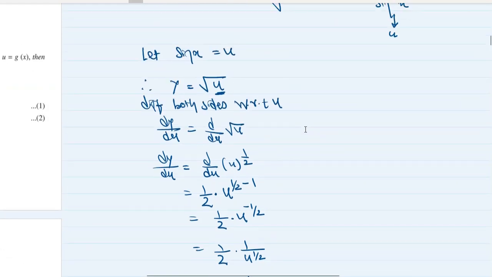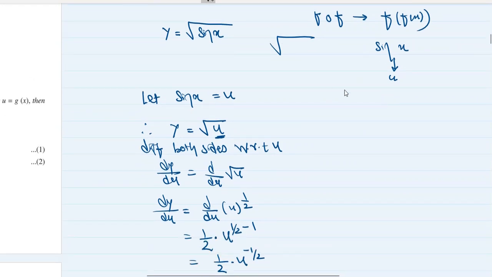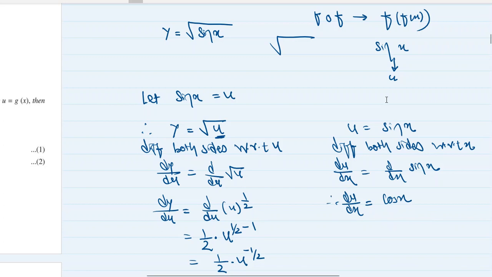Okay. Now, what is the other function? See, the first function is root, the outer function. The inner function is sine x. So now you have to write u is equal to sine x, and you have to differentiate both sides with respect to x. So you get du by dx is equal to d by dx of sine x. Therefore du by dx is cos x. Okay, so you got the value of du by dx.